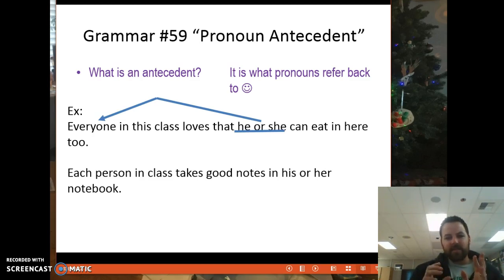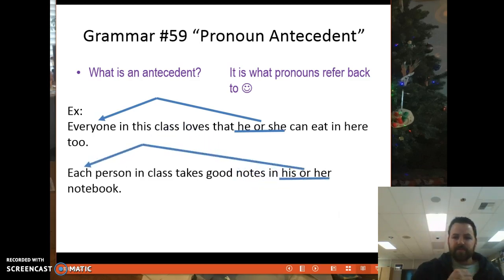Write this sentence down. Substitute, please pause the video and give them a chance to write it down. Now that you've written the sentence, each person in class takes good notes in his or her notebook. You were focusing on those pronoun things, weren't you? Who does his or her refer back to? Each. Each is singular. We don't know if it's he or she, in this case, his or her notebook.